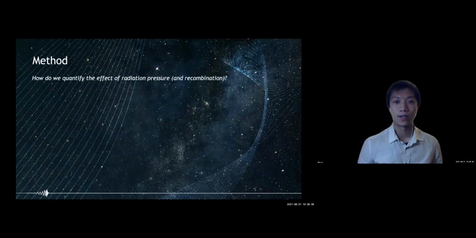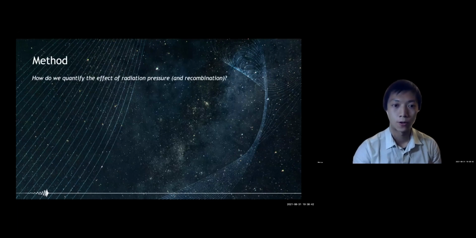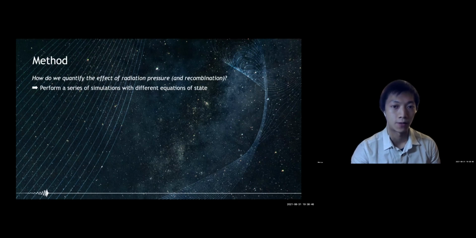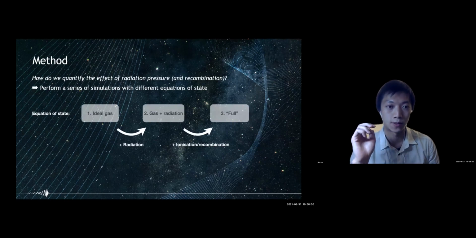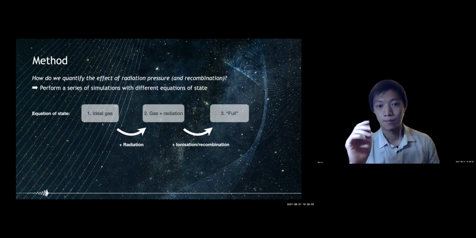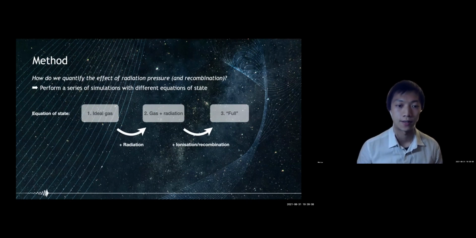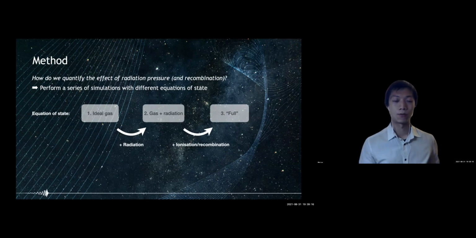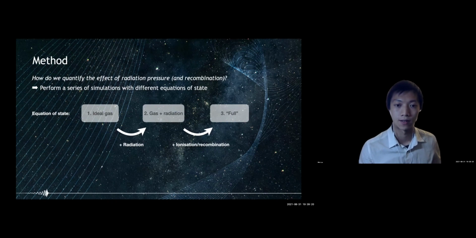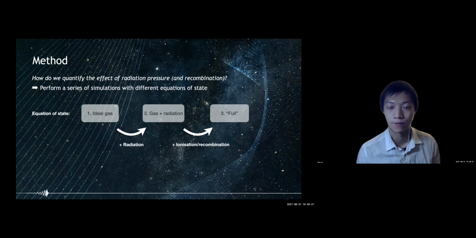So how do we quantify the effects of radiation and recombination, perhaps, in massive stars? Our approach is to perform a series of simulations with different equations of state. We're using the same donor star with the same hydrostatic structure, same density, same pressure, but different internal energy profiles and temperature profiles as prescribed by the equation of state that we assume. So the different equations of state we're using are an ideal gas equation of state, then a gas plus radiation equation of state, where we don't do full radiation transport and just assume local thermodynamic equilibrium. And finally, a full equation of state where we also include ionization and recombination. For this, we're using the OPAL equation of state tables as provided in MESA.